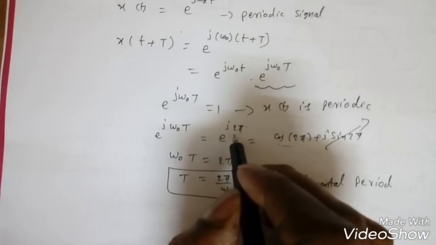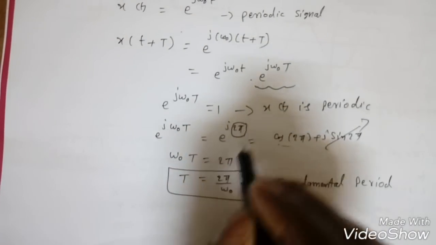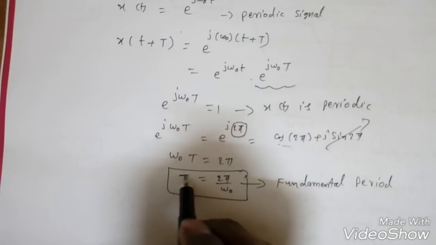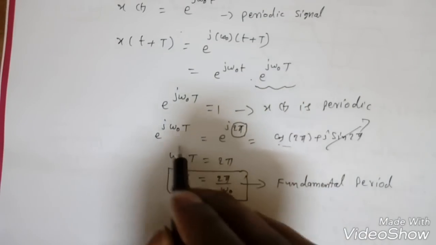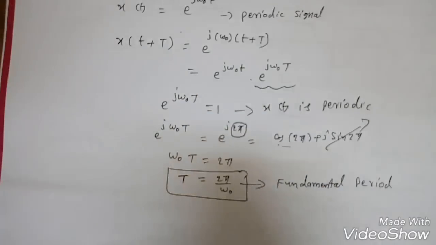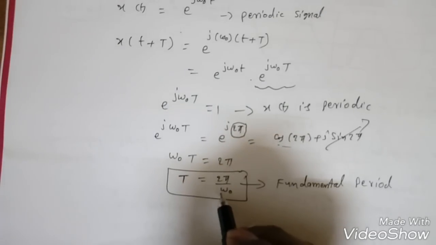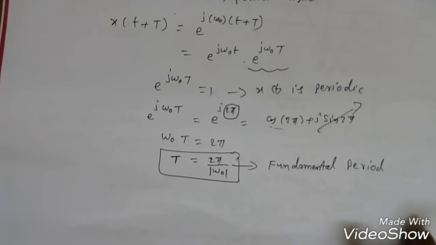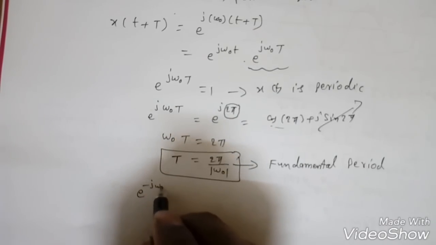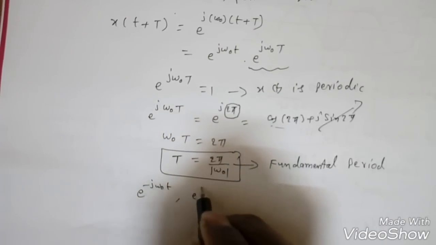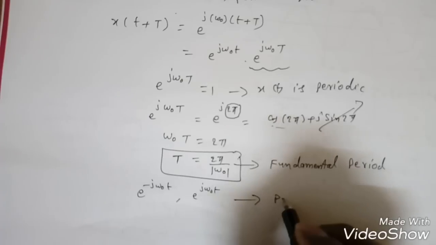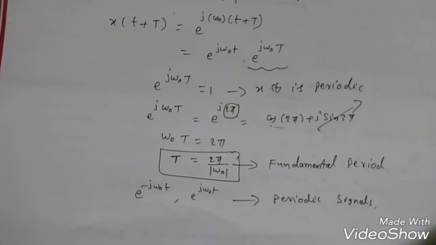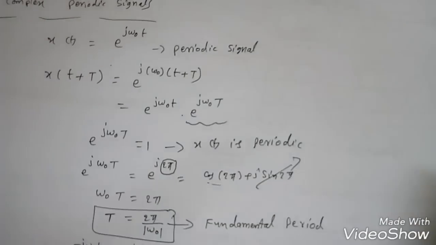Remember why I have taken only 2 pi? We need the smallest possible integer to get the time period T, or we can say the fundamental period. With 4 pi also we will get 1, but that is not the smallest integer, right? This omega naught may be positive or negative, so that's why we put the mod. Now e power minus j omega naught t and e power j omega naught t are both periodic signals, right?